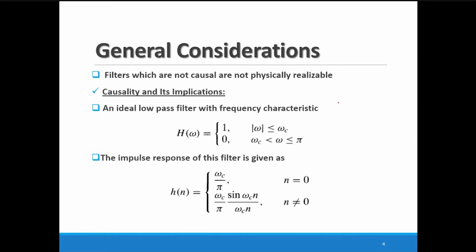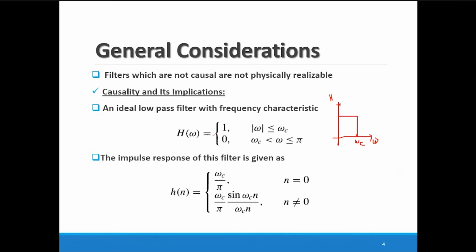Ideal low pass filter means simply that it passes the low frequencies and rejects all the high frequencies. So H of omega is equal to 1 where mod of omega is less than or equal to omega c. Suppose this is your omega axis and this is H of omega. Here the omega c is the cutoff frequency.